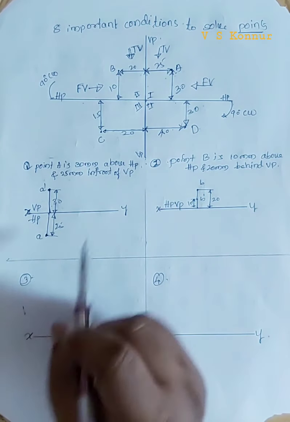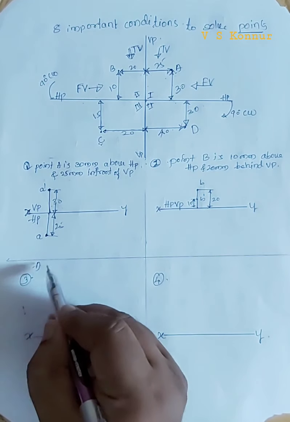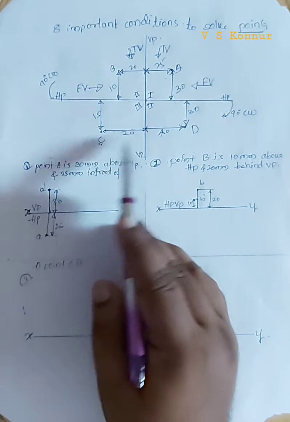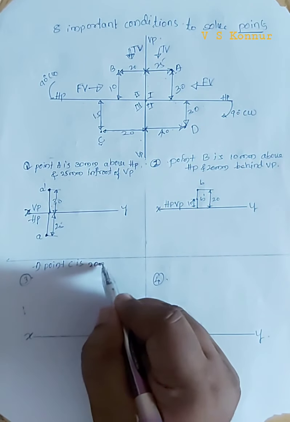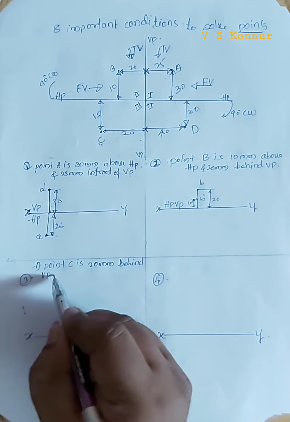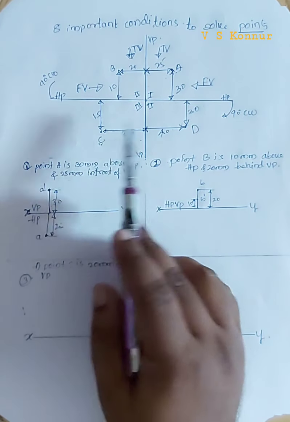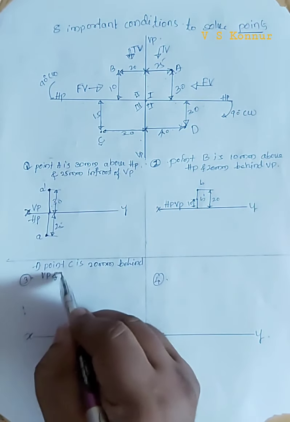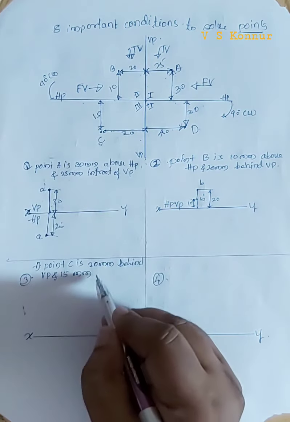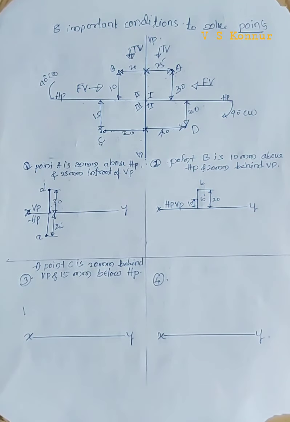Now the third problem can be defined like this, so we'll write the third problem here. Point C is 20 mm behind VP and 15 mm below HP. So this is the problem. Now we will solve this in the third quadrant.